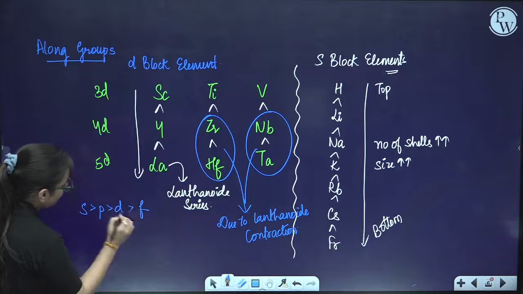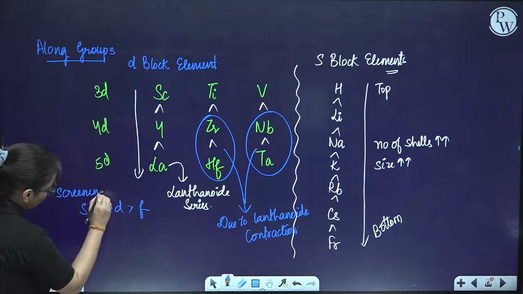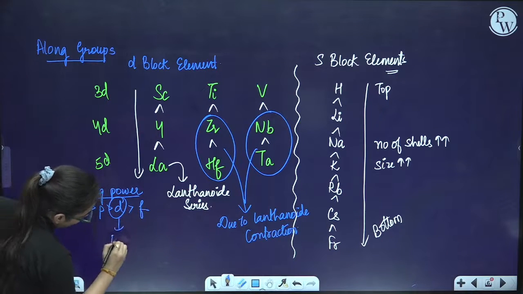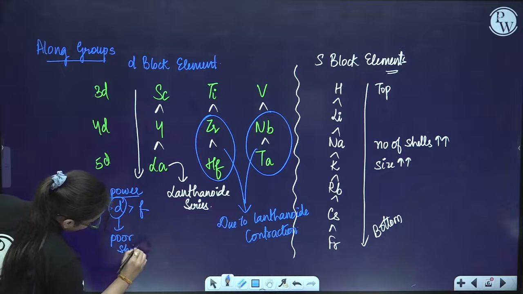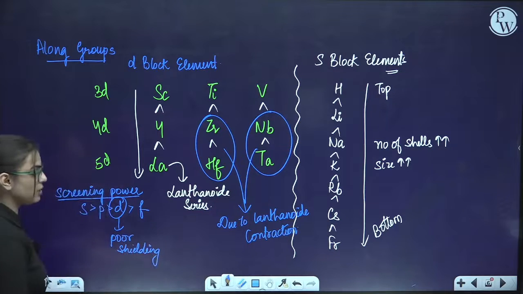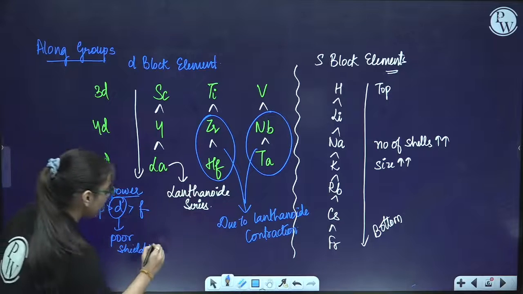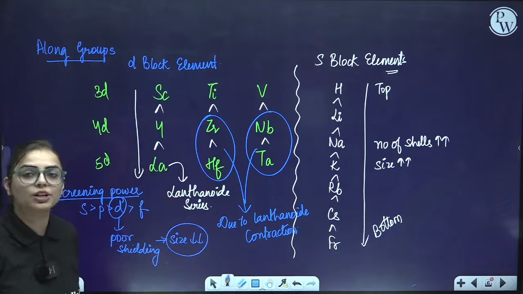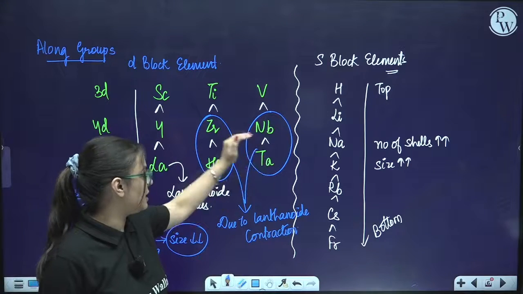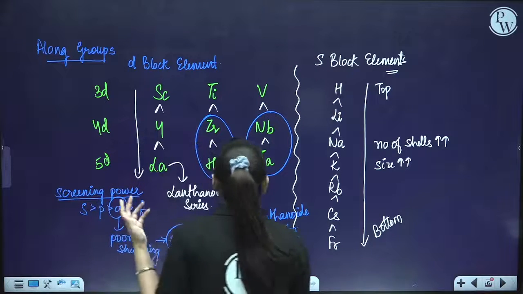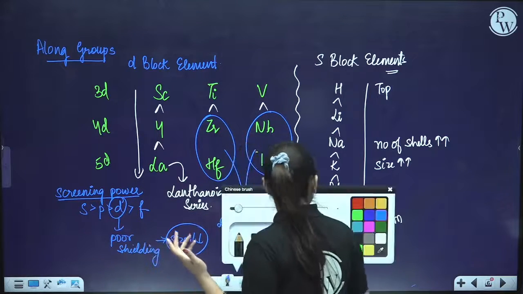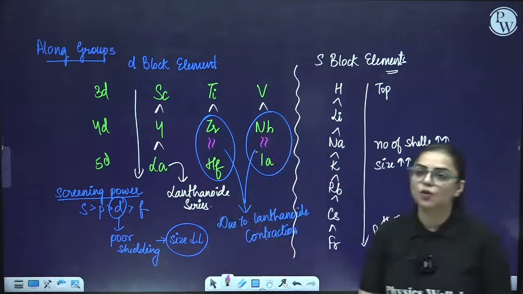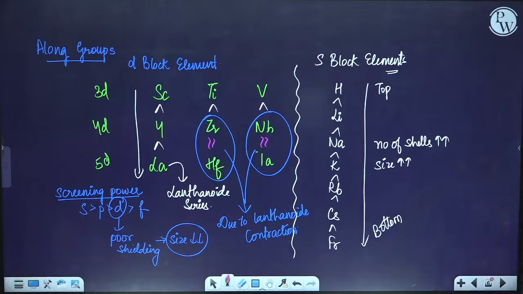According to the screening effect or the shielding power, F subshell will have poor shielding. And in the previous session also I told you, if someone has poor shielding, that means its size is going to decrease. So hafnium and tantalum, their size will decrease and become almost equal to the size of the element above, of the 4D series. Everybody write down these exceptions.